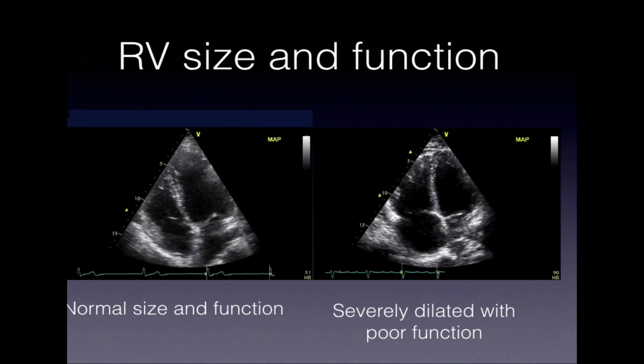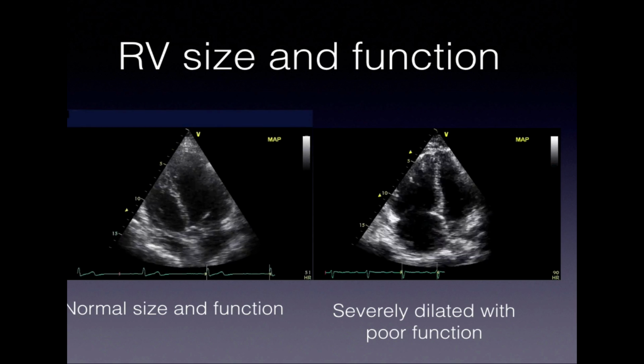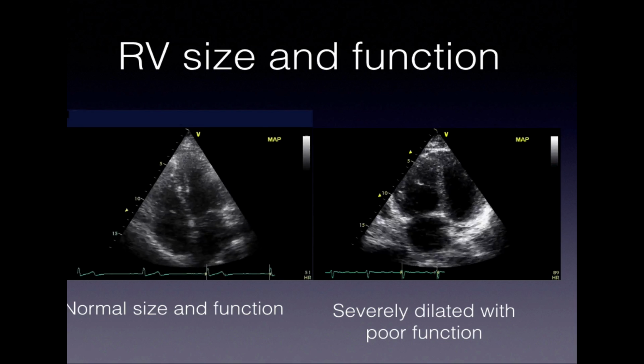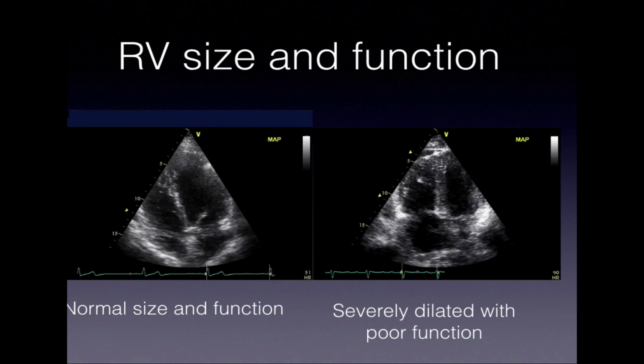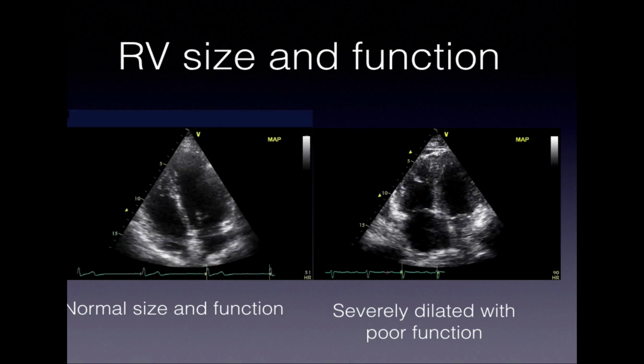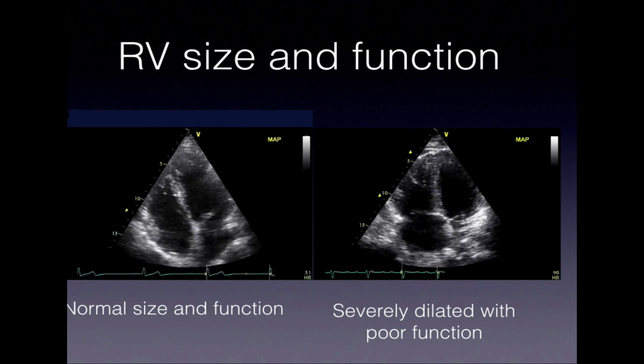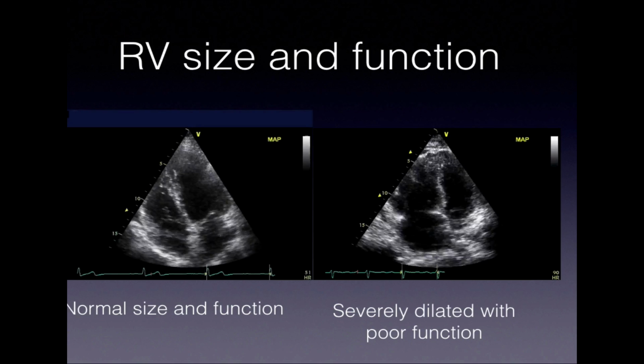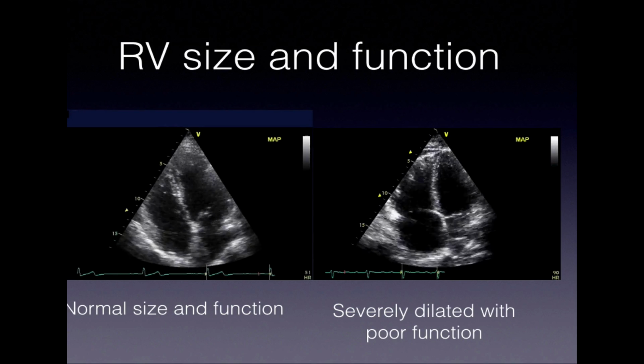So I'm not sure how well you can see this in the back there. This is a normal patient here, and this is the apical four-chamber view. So this is the left ventricle sitting here, left atrium sitting here, right atrium sitting here, and the right ventricle sitting here. This is, again, a fairly normal-looking right ventricle. It's smaller than the left ventricle.